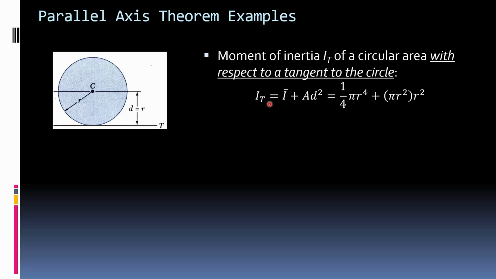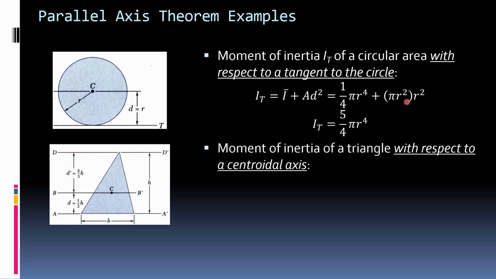Any I, right, is I bar, the centroidal moment of inertia, plus area times distance squared. Well, you look up the centroidal moment of inertia for a circle, it's 1/4 pi r to the fourth, right? So that is this term. And then what is the area of a circle? It's pi r squared. And what distance? Well, you're moving it from here to here, which is r, squared. So it's 1/4 pi r to the fourth plus pi r to the fourth, so that's going to give you 5/4 pi r to the fourth.